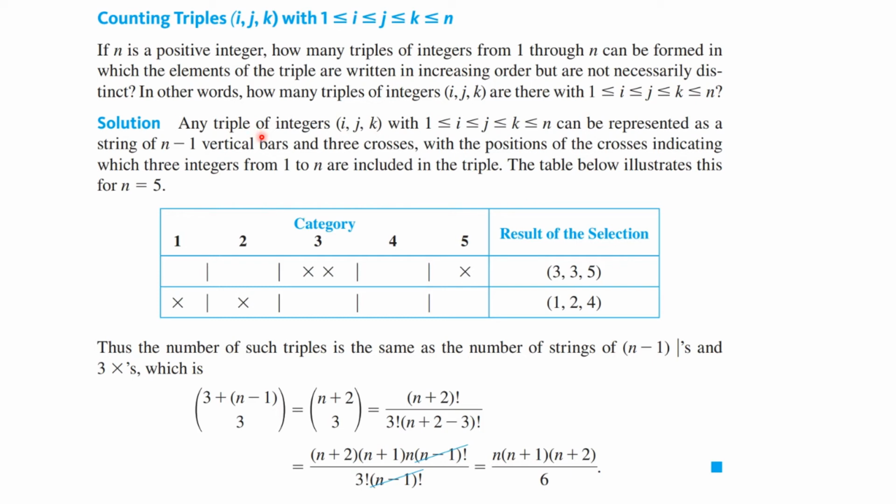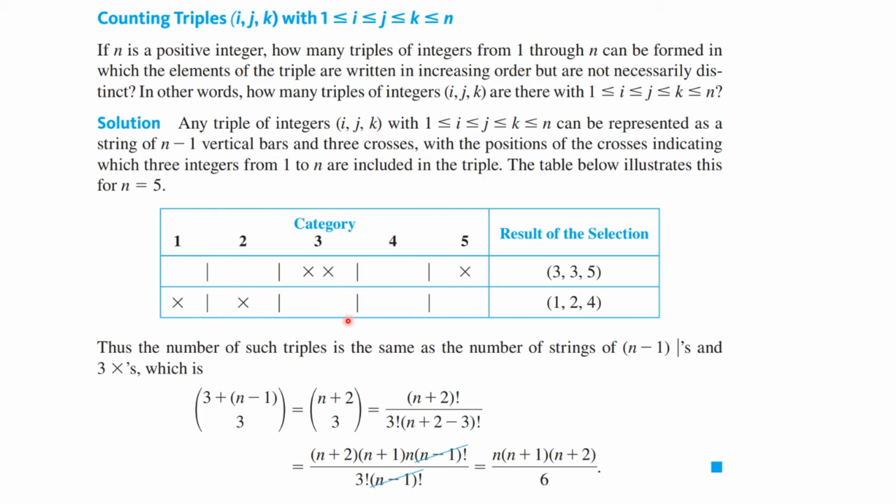any triple of integers I, J, and K with 1 less than or equal to I, less than or equal to J, less than or equal to K, less than or equal to N can be represented as a string of n-1 vertical bars and 3 crosses, with the positions of the crosses indicating which 3 integers from 1 to n are included in the triple. The table below illustrates this for n equaling 5.